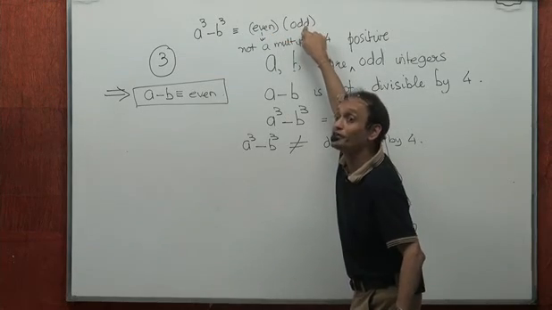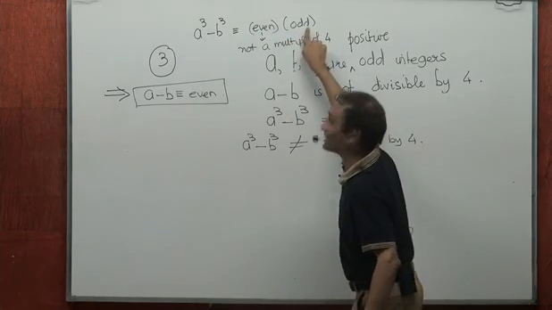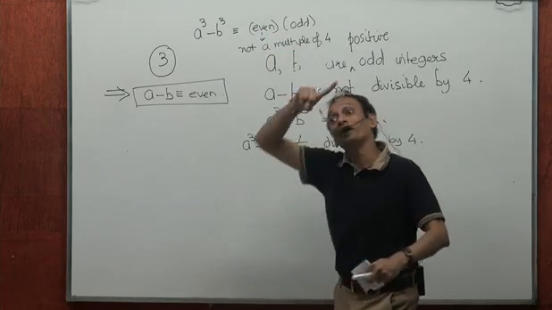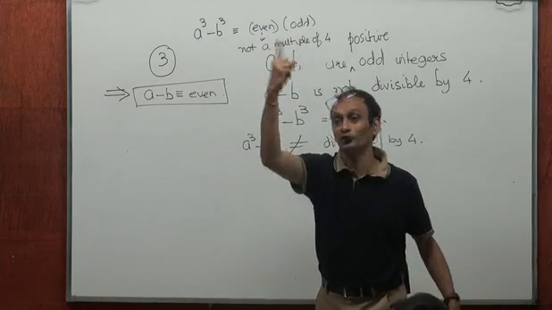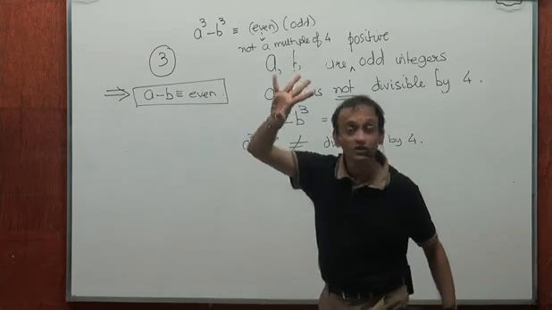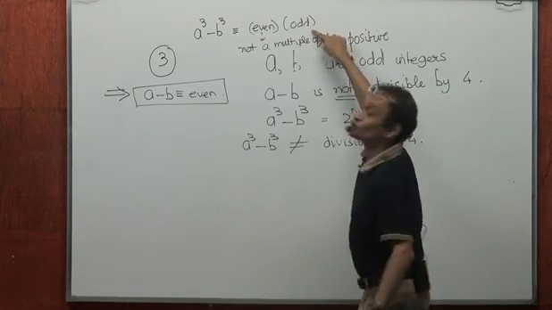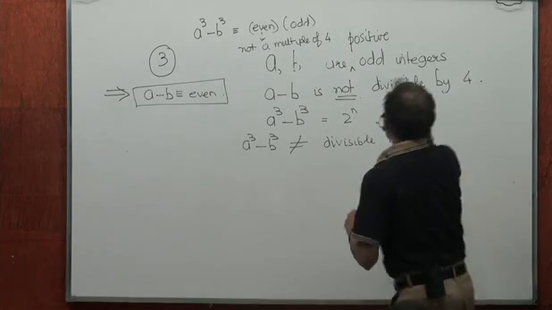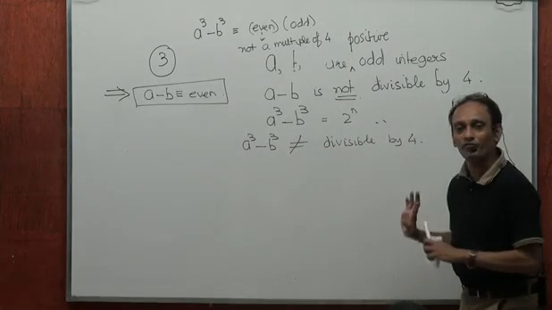So the product is not divisible by 4. This is an odd number. It will not give any 2's. This is an even number which will give me one 2, but not two 2's in the product. Because if it had given me two 2's, it would be divisible by 4. But that's not the case. So that means this product is not divisible by 4. A cube minus b cube is not divisible by 4.